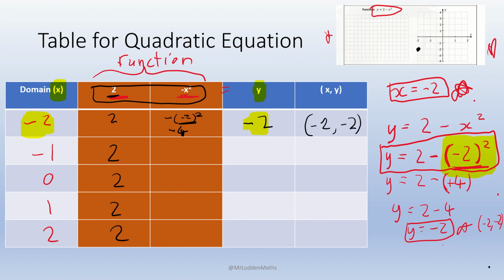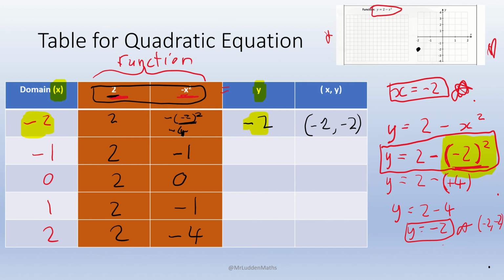Minus 1 squared will give me plus 1, but I have a minus attached to that x squared. So this is going to be minus 1. 0 squared is 0, and minus 0 squared is going to be 0. Minus 1 squared is going to be minus 1. And minus 2 squared is going to be minus 4.